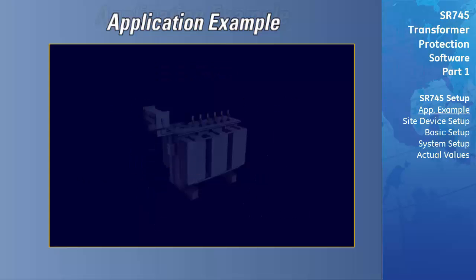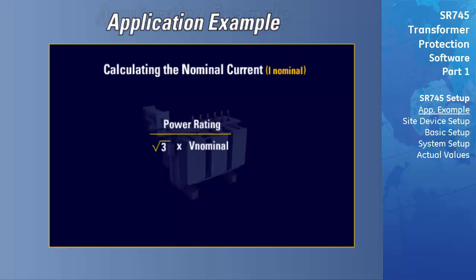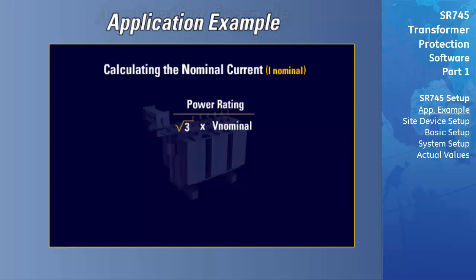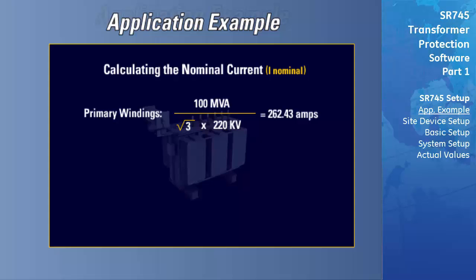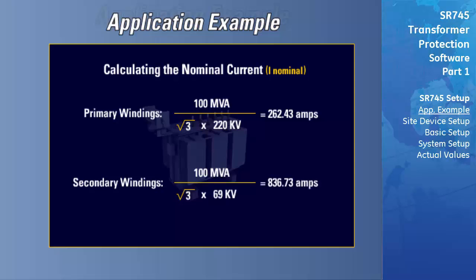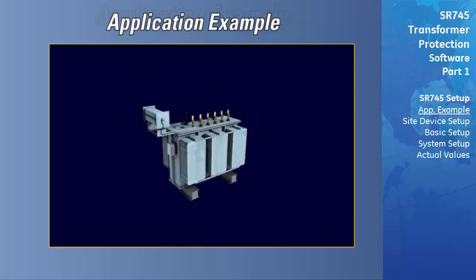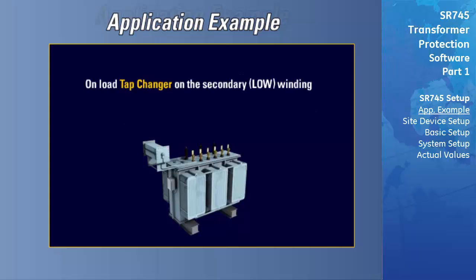To calculate the nominal current for each winding, we will use the following formula. The nominal current is equal to the transformer power rating divided by √3 times the nominal voltage. For the high voltage winding, this will be 100 MVA divided by √3 times 220 kilovolts, or 262.43 amps. For the low voltage winding, it will be 100 MVA divided by √3 times 69 kilovolts, or 836.73 amps.